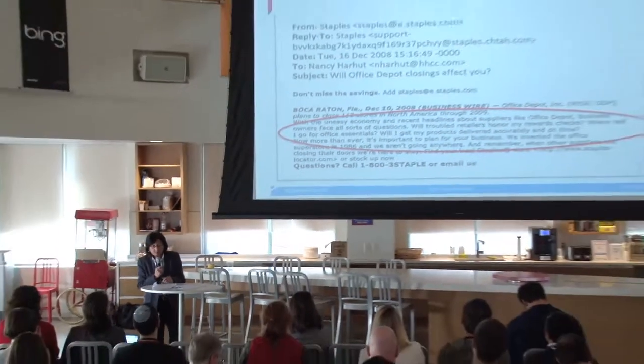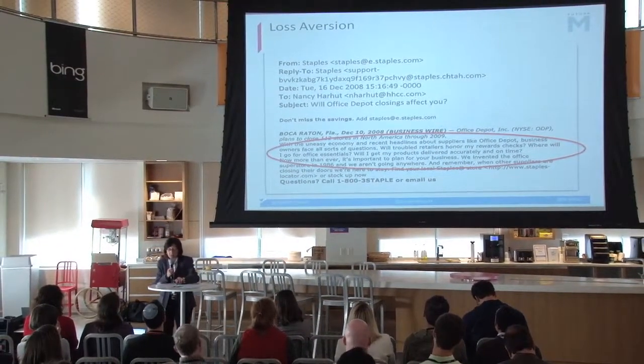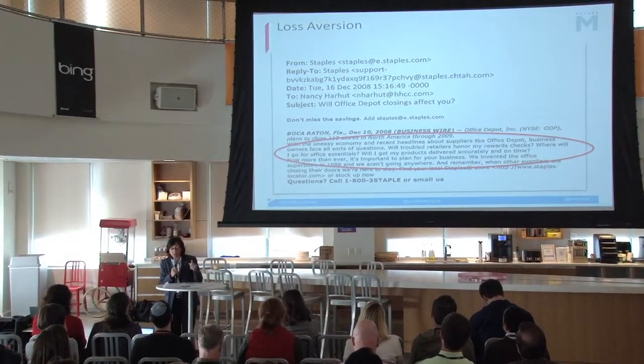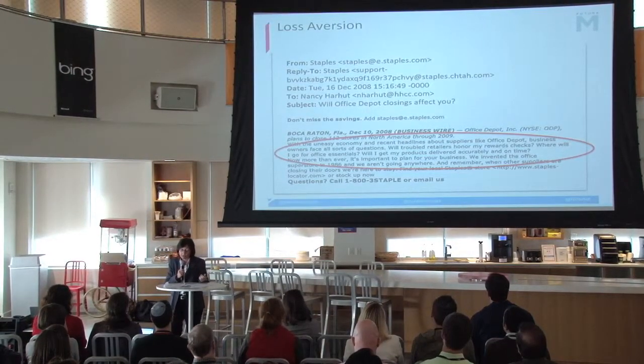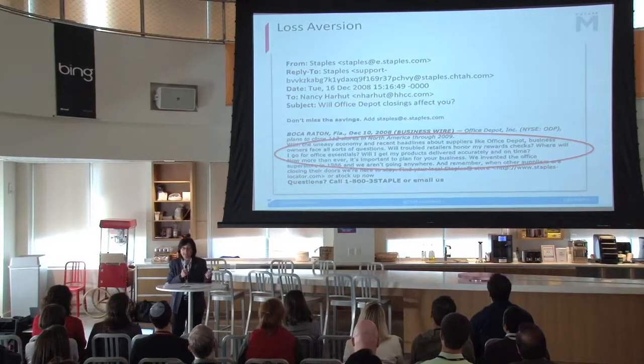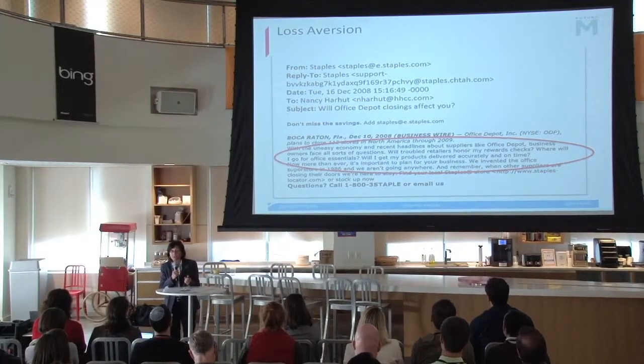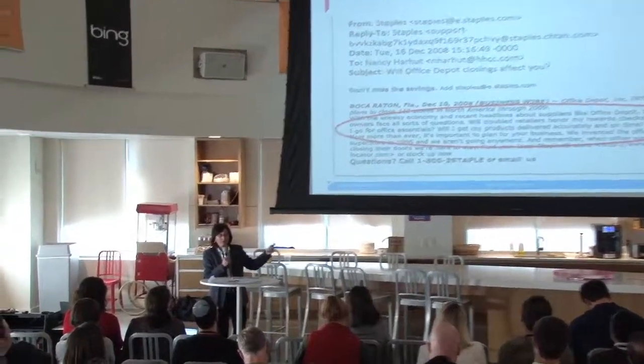Or look at this. This is an email from Staples. The subject line says, "Will Office Depot closings affect you?" And then the copy goes on to say, "Will troubled retailers honor my rewards checks? Where will I go for office essentials? Will I get my products delivered accurately and on time?" They're really emphasizing that fear of loss. They're not going on and on about everything Staples can do for you. Instead, they're leading with that loss.